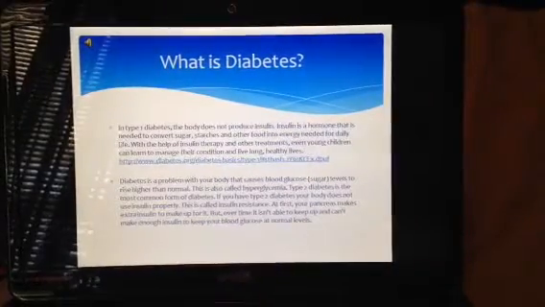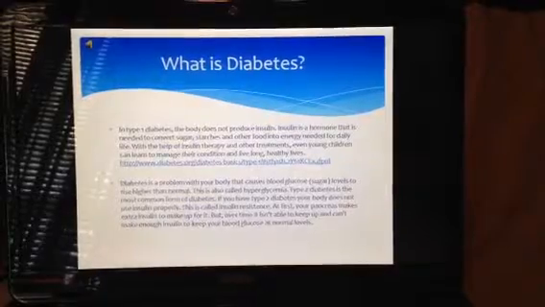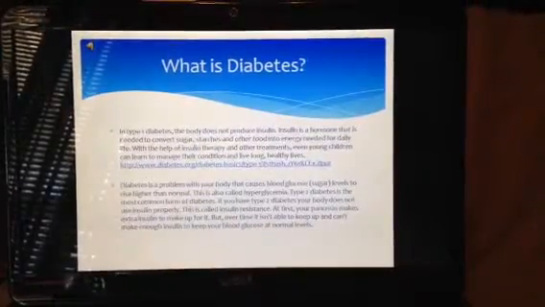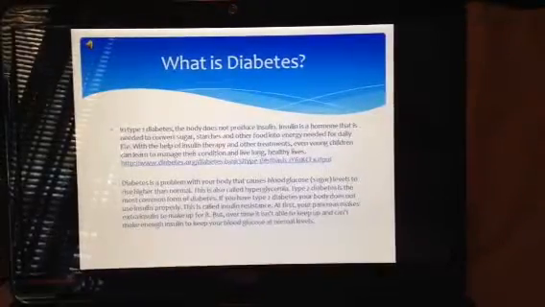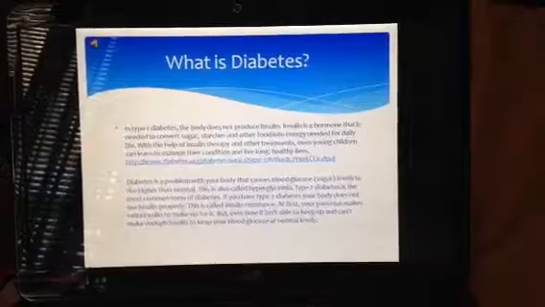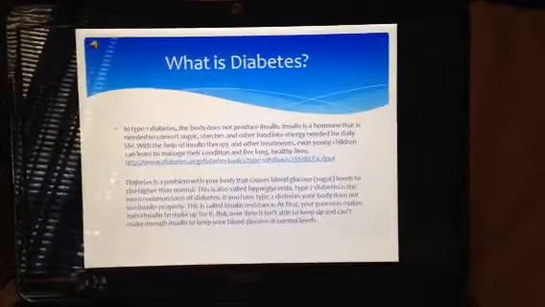During this slide, I will ask the students if they or anyone they know has diabetes and how hard it is for them to cope with it. If they feel like sharing, they can. If not, they don't have to.